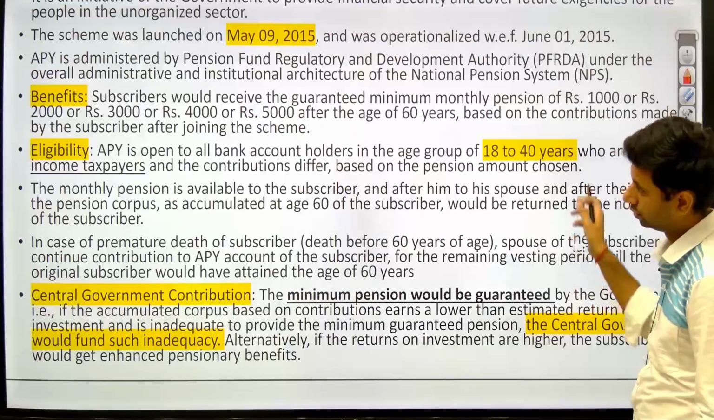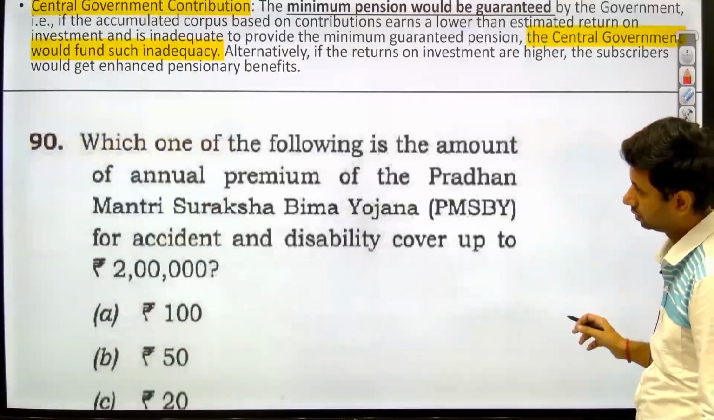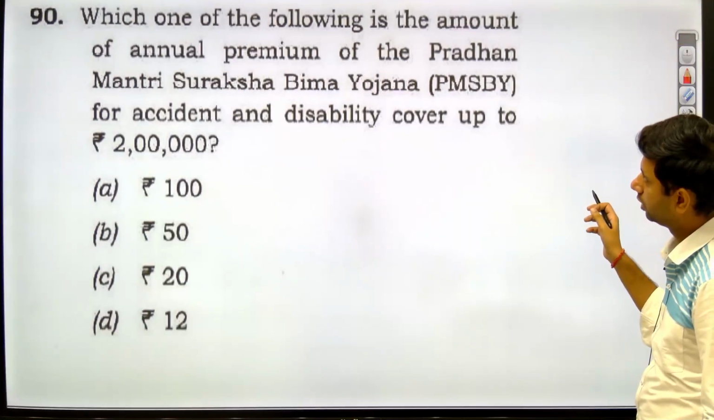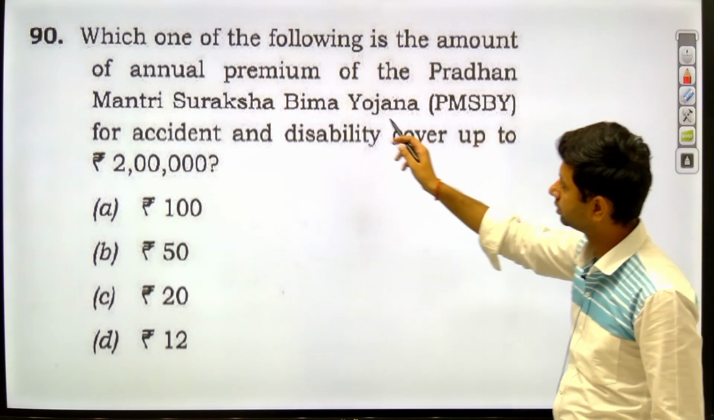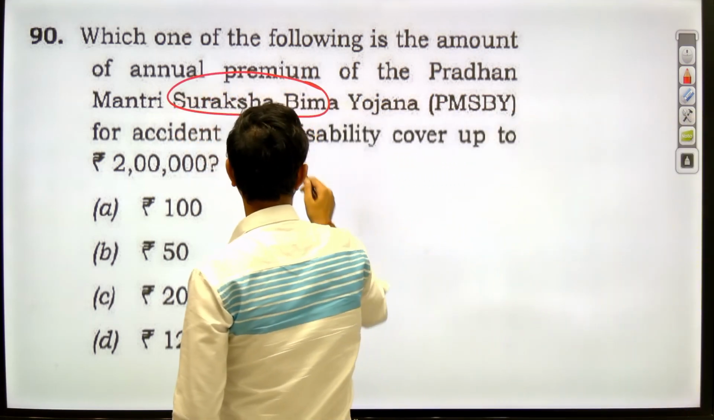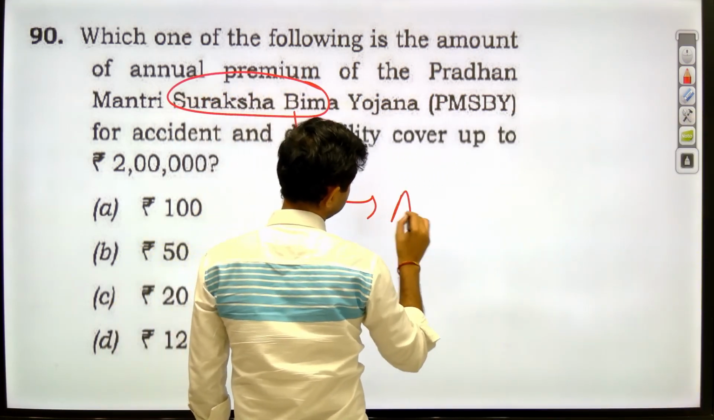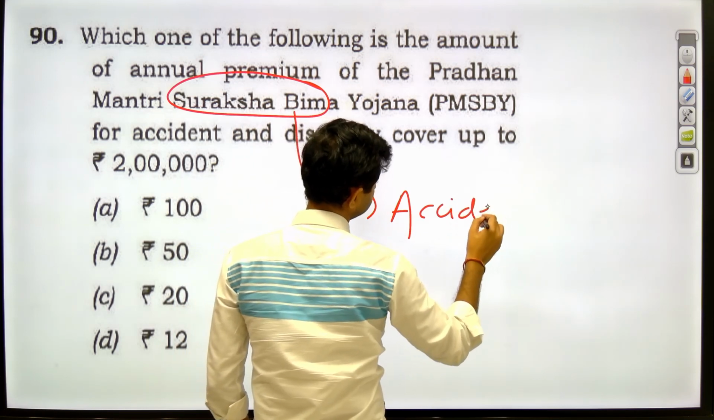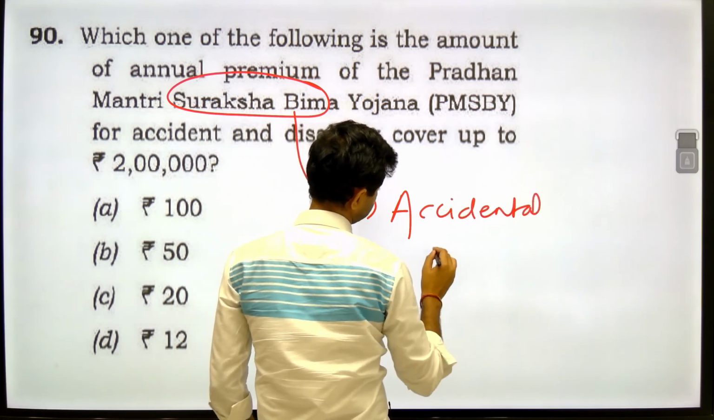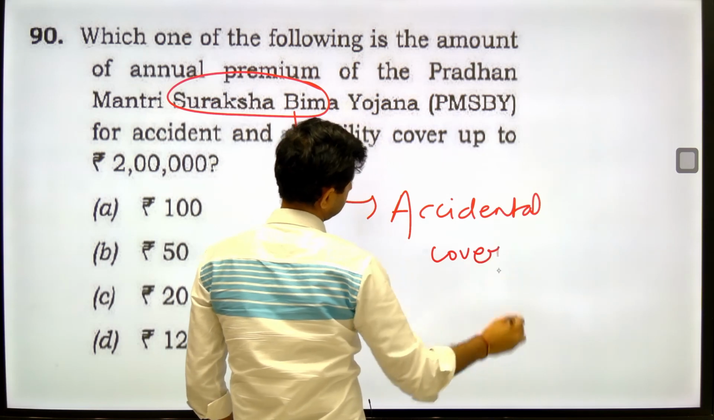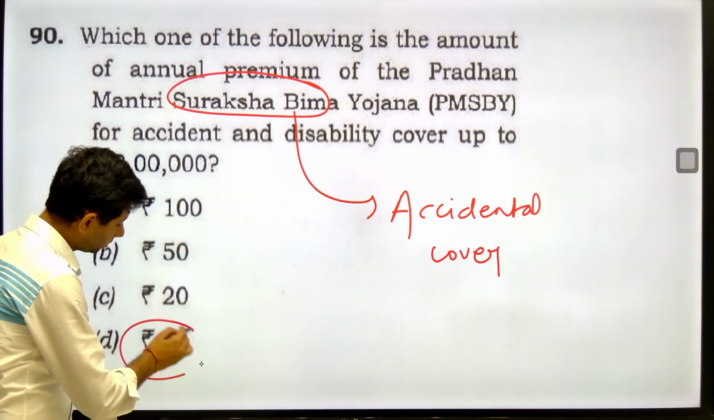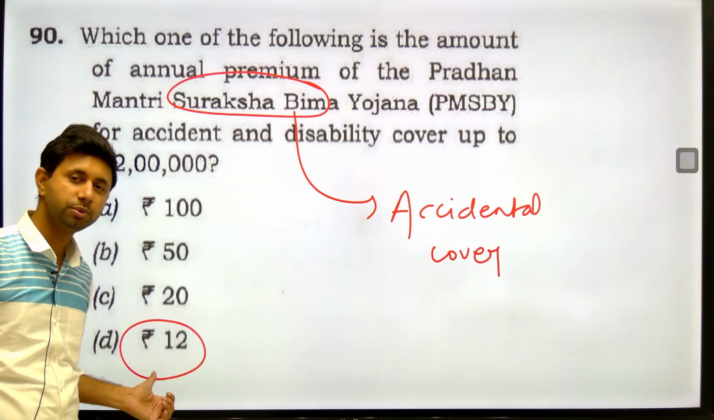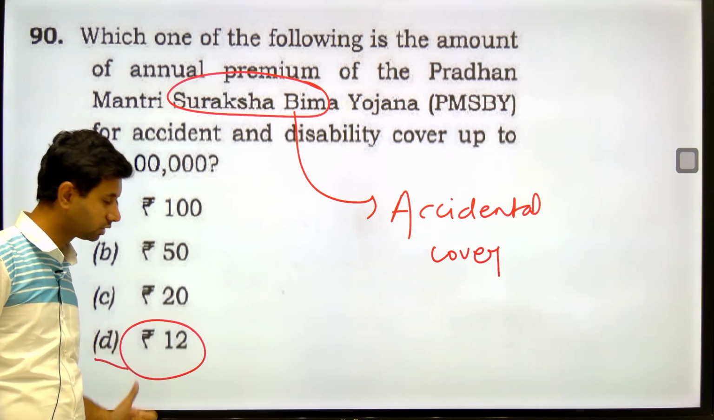You can again go through this document. Which one of the following amount of annual premium under Pradhan Mantri Suraksha Bima Yojana? So this is Bima Yojana for providing accidental cover. So this is a dynamic question. At that particular point of time, the annual premium was 12 rupees only. So at that time, D was the correct option.